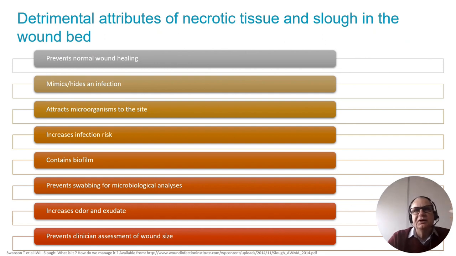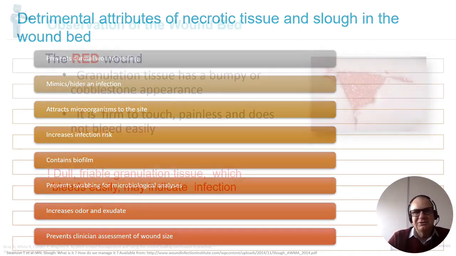What we know is that eschar and slough in the wound bed in a chronic wound is detrimental. It contains all the problems that we talked about previously, so whenever possible, whenever advisable, we need to debride and/or deslough the wound as best as we can, as efficiently as we can.